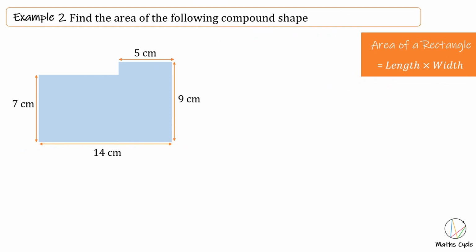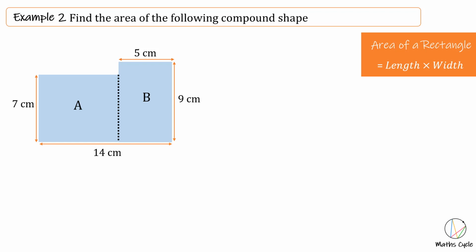Now example number 2, find the area of the following compound shape. Now if you look at this shape here, it looks like it's made up of two rectangles again. So what I'm going to do is I'm going to draw a line there and divide it into two rectangles, A and B. Now, if you look at it this time though, it's not so clear cut, because if I look at rectangle B, I can see that it is 5 centimeters wide and 9 centimeters high, which is enough then to get the area of that rectangle.